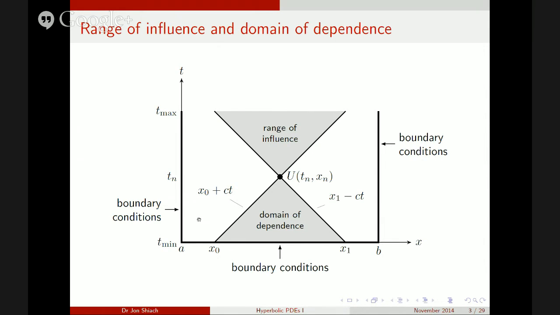Notice this region over here doesn't affect this point. So this point is only affected by a finite region. And likewise, if we were to go forward in time, this point has an effect on all of these points within this region up here. So that's the domain of dependence. This point depends upon what's going on in the domain of dependence. And furthermore, this point has an influence on what's going on up here.